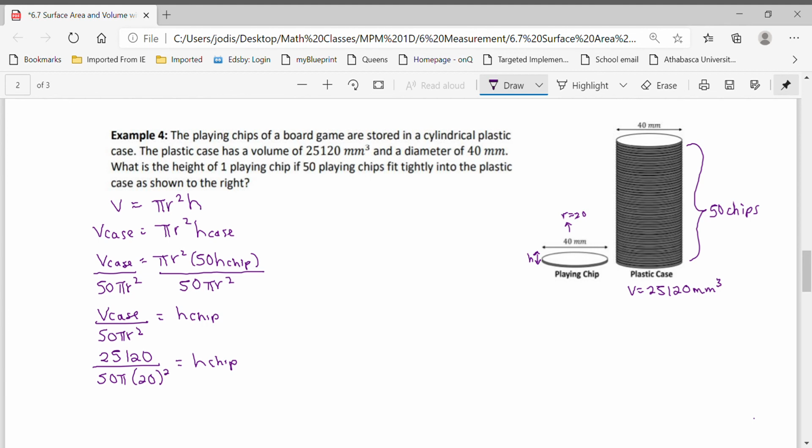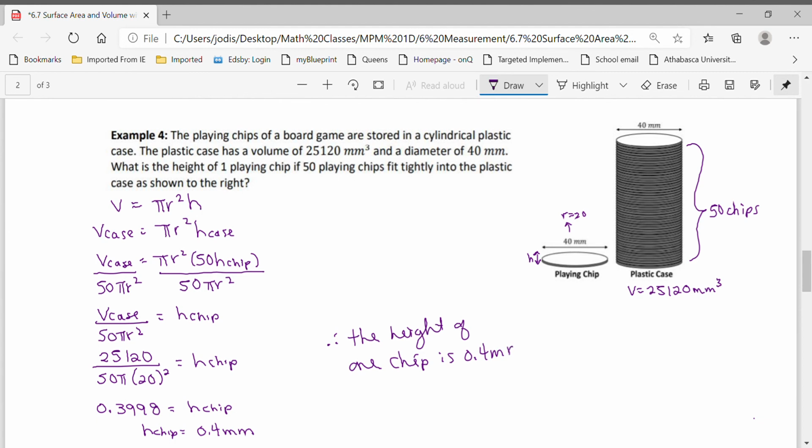So if we do all this in our calculator, we get 0.3998 is the height of the chip. But then they asked us, did they ask us? Nope, they didn't ask us for an exact number, but I'm just going to round this to a better number. So I'm going to say that the height of the chip is just 0.4 millimeters. Okay. So therefore, the height of one chip is 0.4 millimeters. All right.